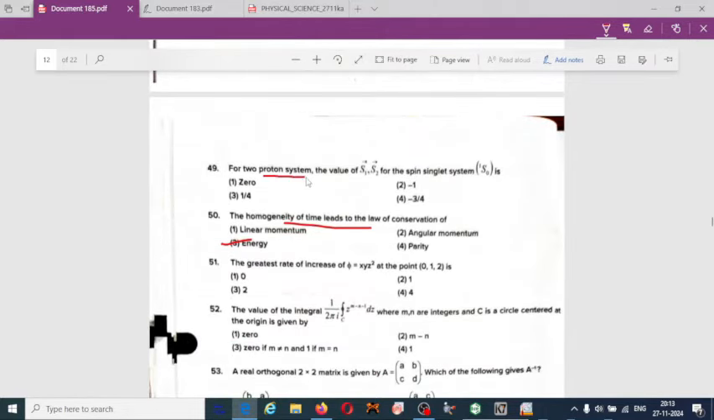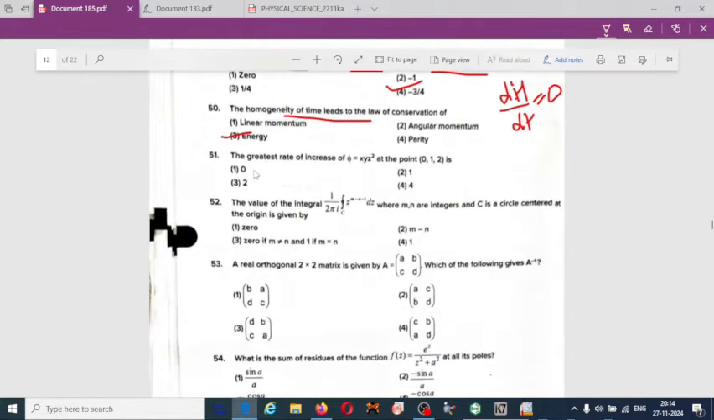Two proton system, the value of S1 dot S2 for spin singlet system 1 S0 is minus 3 by 4. Homogeneity of time leads to the law of conservation of energy, that is dH by dt is equal to 0, where H is nothing but the energy, which if the derivative is equal to 0, then H is constant, which is conserved.